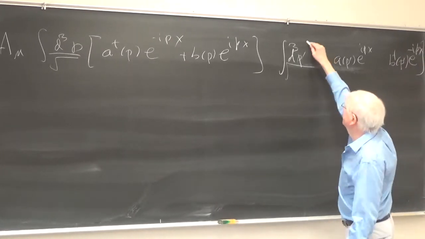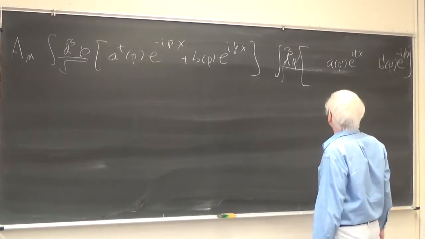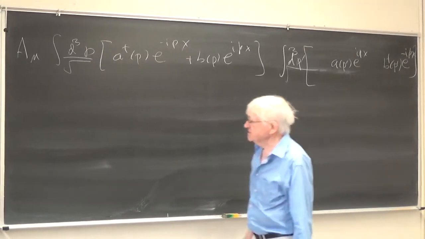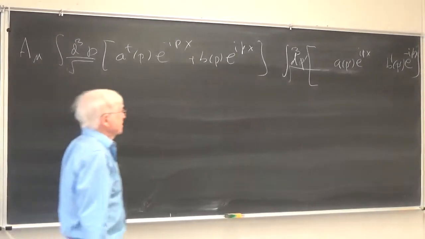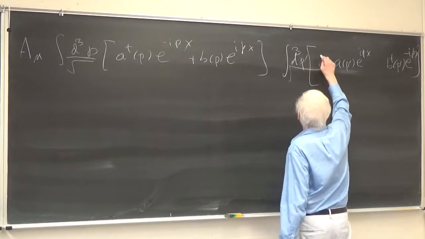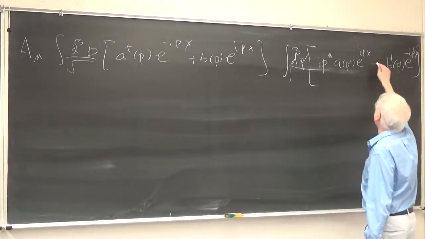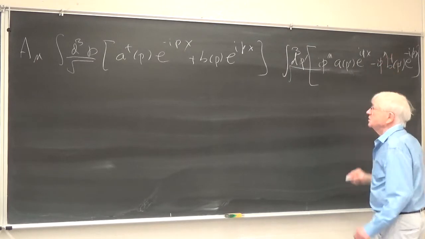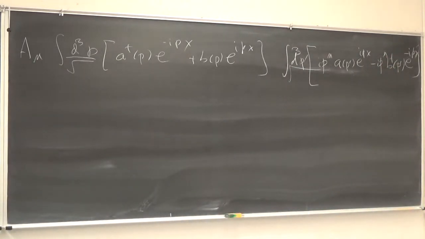And now when the derivative acts, this is a derivative with respect to the lower one, so you're going to have the upper one. So this is i p mu minus i p mu. So that's what this is going to look like.